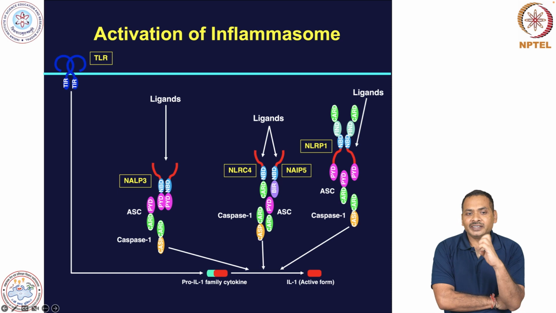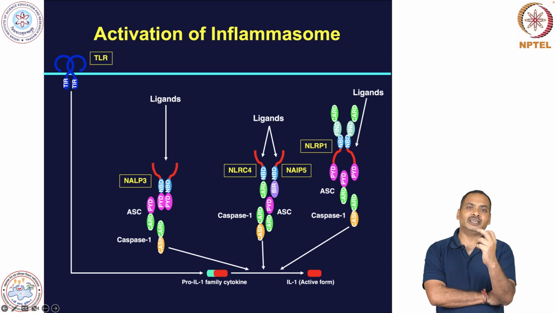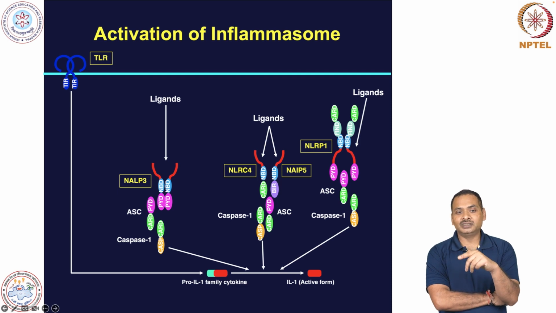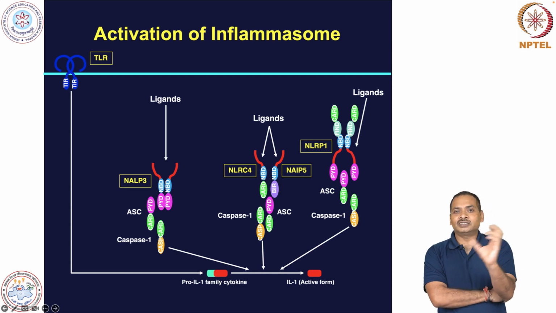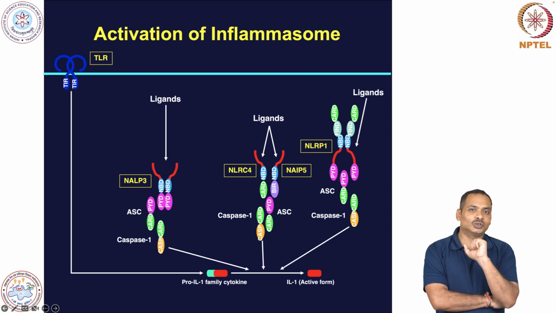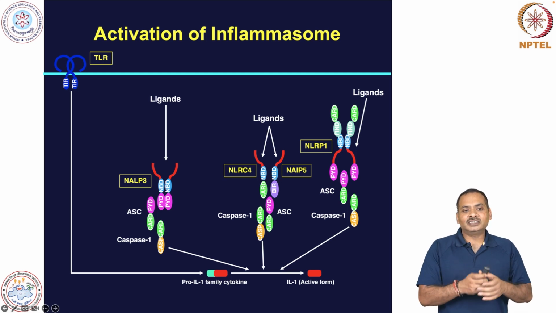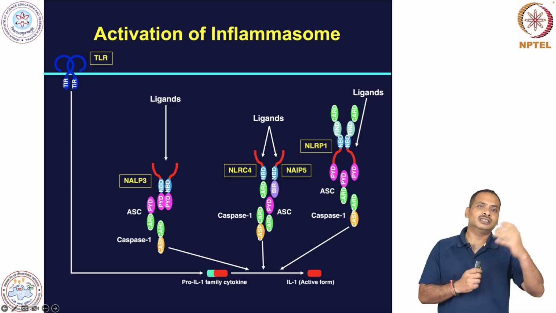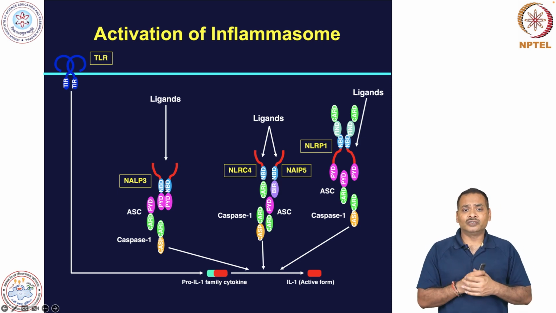If you see carefully, this ASC has both a pyrin domain as well as a CARD domain, and it will interact with procaspase. This procaspase has a CARD domain and a caspase domain. So here you can see this homotypic interaction plays a very important role in making this multi-protein complex. This complex gets activated by the ligand, and then it will induce the active form of IL-1 family cytokine.